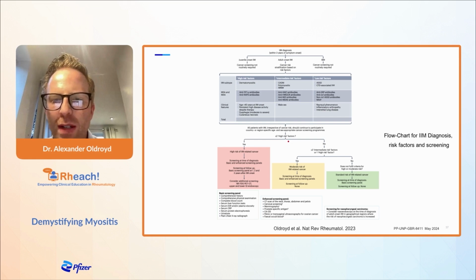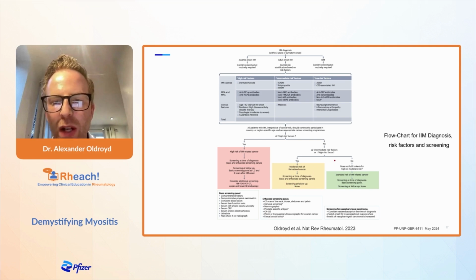Now, what if someone doesn't have 2 or more high risk factors? We go down here. If they have 2 or more intermediate risk factors or 1 high risk factor. So someone may have IMNM with HMGCR positivity, or they may have polymyositis that begins over the age of 40. We deem them as being moderate risk, and we then advise screening at the time of IIM diagnosis of basic and enhanced, and we don't recommend any repeated screening.